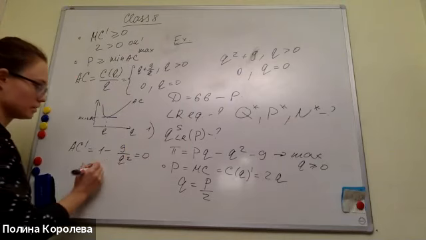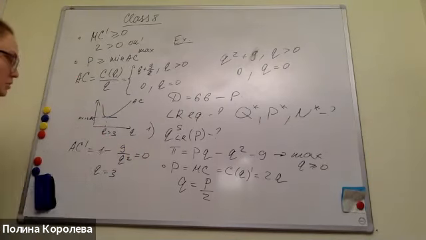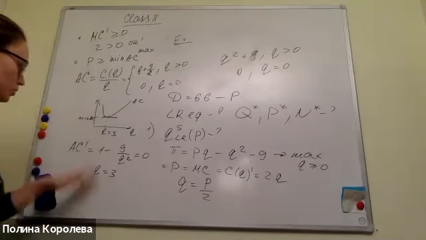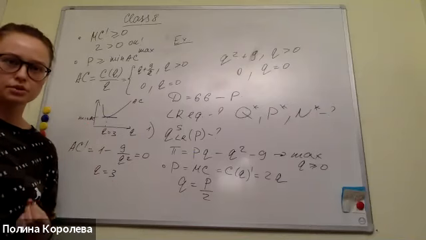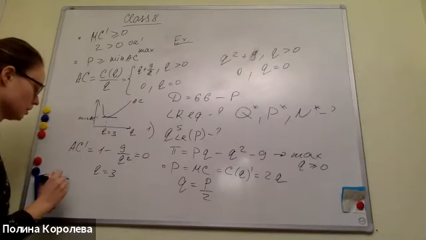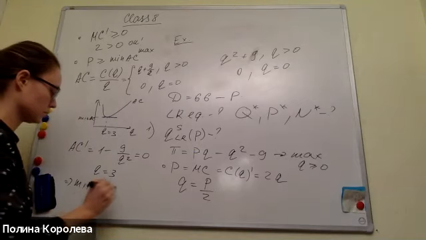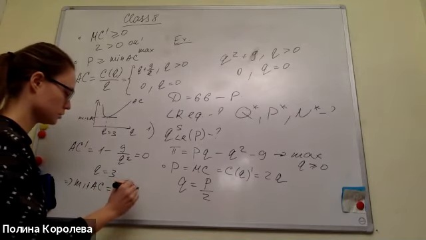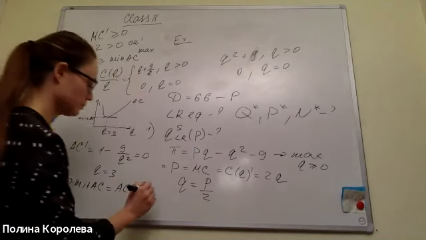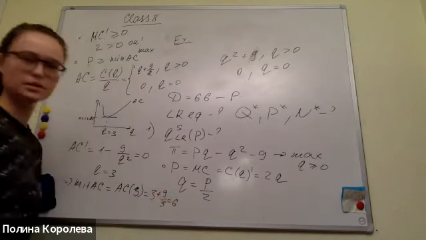From here, we find that quantity equals 3. If quantity equals 3, we will have the minimum of average costs. Put this quantity into the average cost function to find the minimum of average costs in dollars. Average cost if quantity equals 3: 3 plus 9 over 3. This is 6.